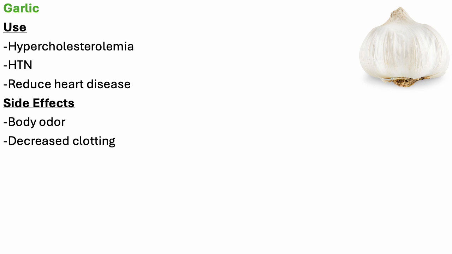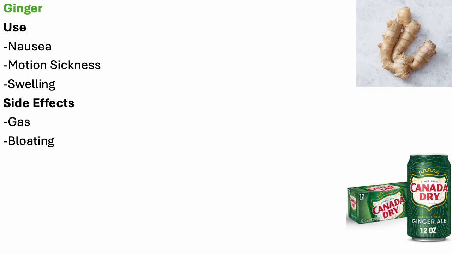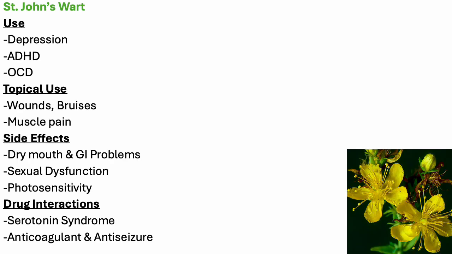Garlic use is for hypercholesterolemia, which is high cholesterol in the blood, hypertension, and it could also reduce heart disease. Side effects are going to be body odor and a decrease in clotting. Ginger is for nausea, motion sickness, and swelling, mostly for the nausea and motion sickness. Side effects are going to be gas and bloating.